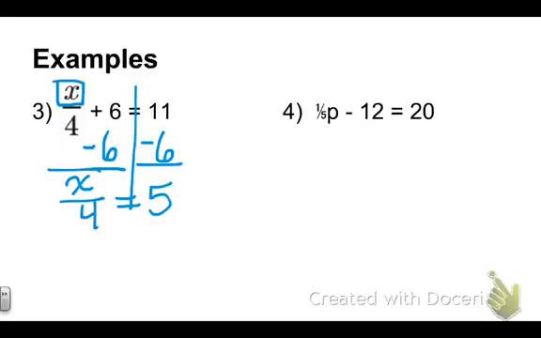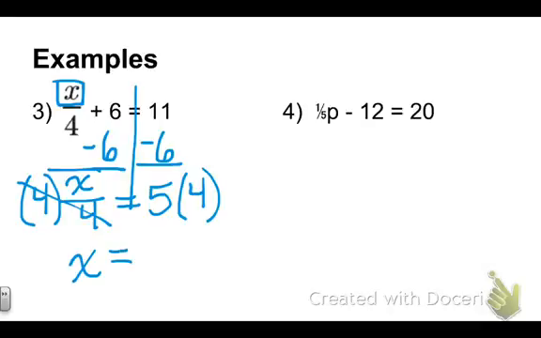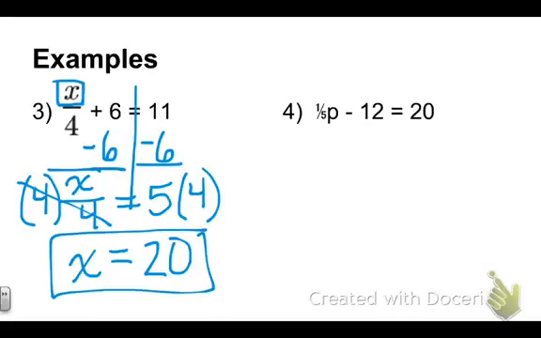We just did one of these 2 days ago, maybe a day ago. X is being divided by 4. The opposite of dividing by 4 is multiplying by 4. Whatever you do to one side, do to the other. 4 divided by 4 is 1x, that's what we're solving for. And 5 times 4 is 20. Check it out, does it work? Plug in 20 for x. 20 divided by 4 is 5, and 5 plus 6 is 11. It works.